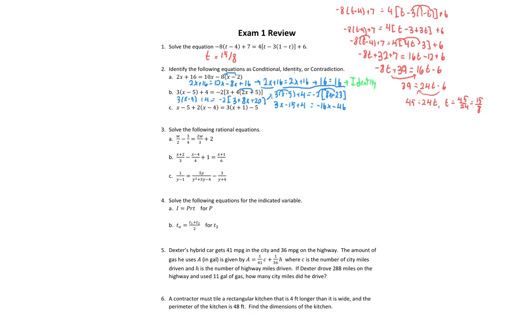So going from here, I'll combine like terms on this side over here. 3x minus 11 equals minus 16x minus 46. I'll add the 16x over here, so we'll get 19x minus 11 equals negative 46, my bad. Add 11 to both sides, 19x equals minus 35. And we can divide each side by 19, so x is negative 35 over 19.